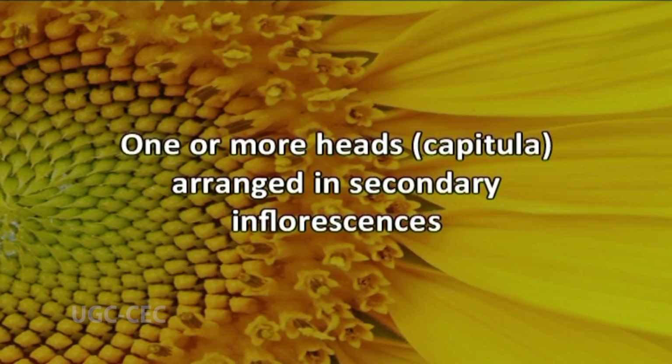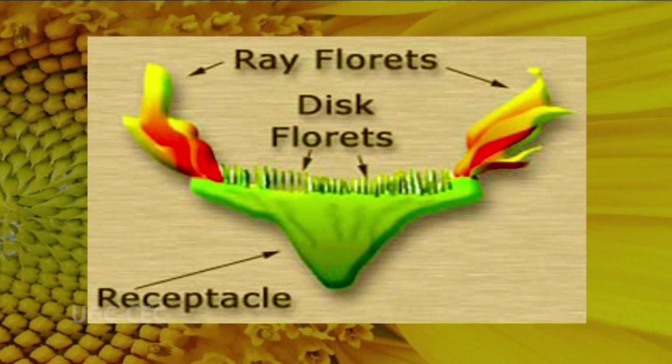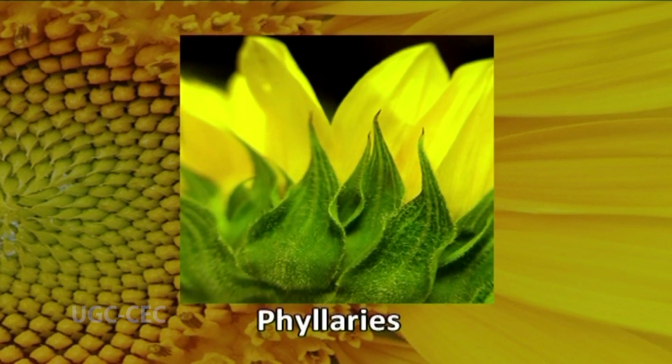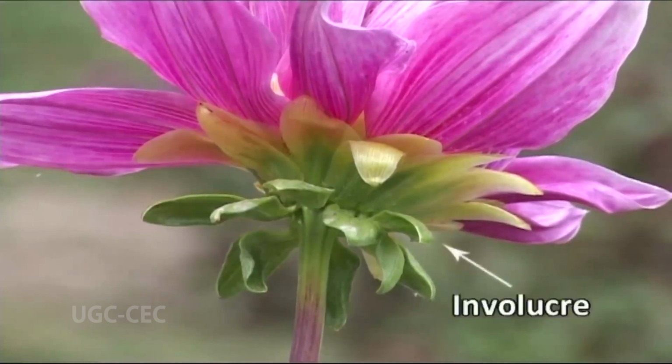Here, one or more heads, as already mentioned, are called capitulum. They are arranged in determinate secondary inflorescences. Each head consists of a flat to conical compound receptacle that bears on one extreme a single flower, as we see in the case of Echinops, to many flowers. The flowers develop usually centripetally and are subtended by one or more rows of bracts called phyllaries. This row of bracts is collectively termed as involucre.